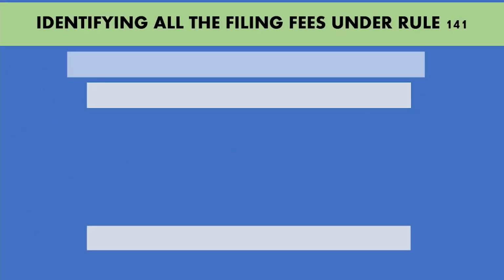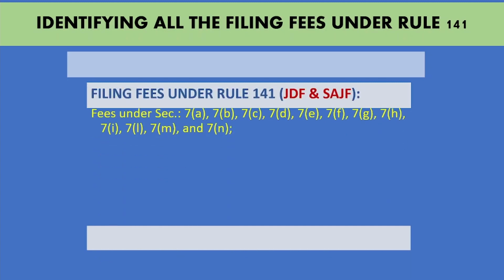Now we're going to identify all the filing fees under Rule 141 pertaining to lower courts. So under Section 7, the 7A, B, C, D, E, F, G, H, I. So the J and K were omitted here. So those are miscellaneous fees. The 7L, M, and N are filing fees. The 7O is a miscellaneous fee also.